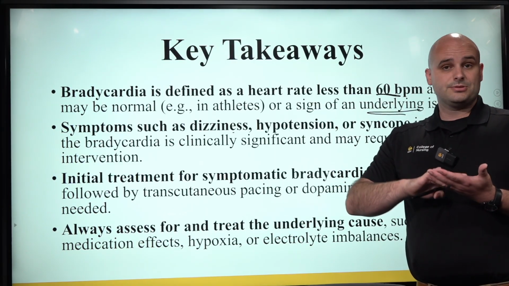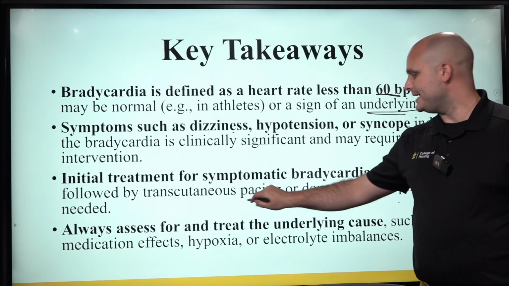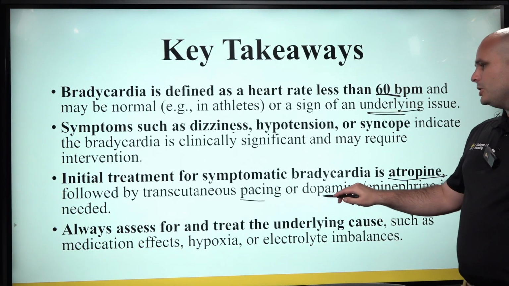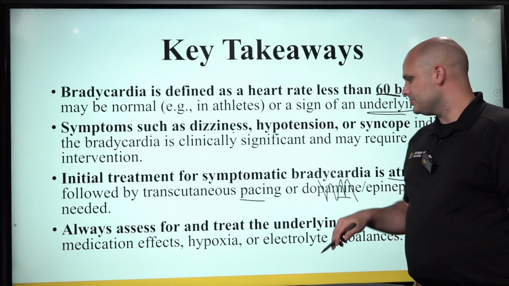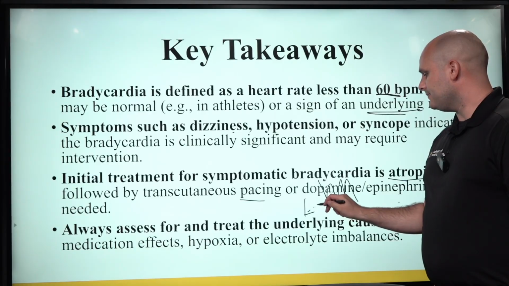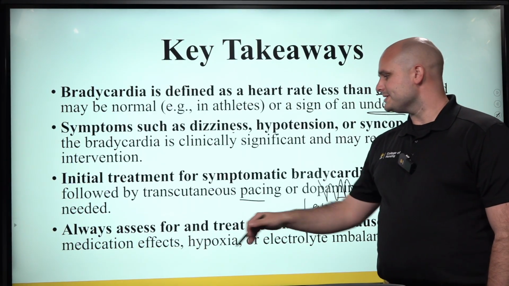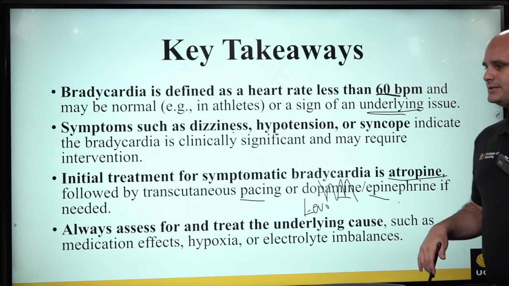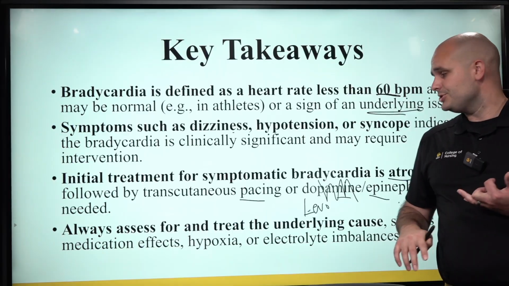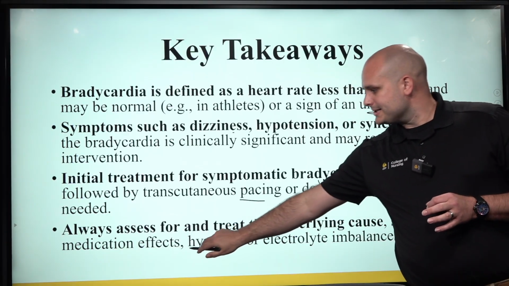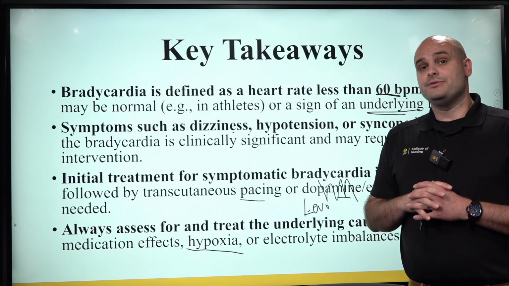So we give them some atropine and see if it improves, and if it doesn't improve, that's where we can go to pacing or meds. And dopamine, I'm not a big fan, but it was part of some of the books. Really we like Levo, as in Levophed, or epi. Always assess and treat underlying causes. There could be the patient took too much of their beta blocker. They could have an electrolyte issue. They could have been hypoxic, like a COPD patient, and that could be what's causing them to have this bradycardic rhythm.